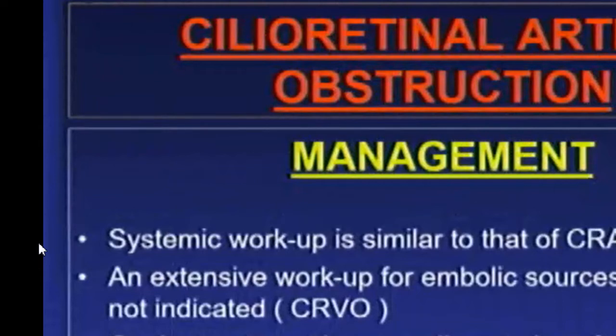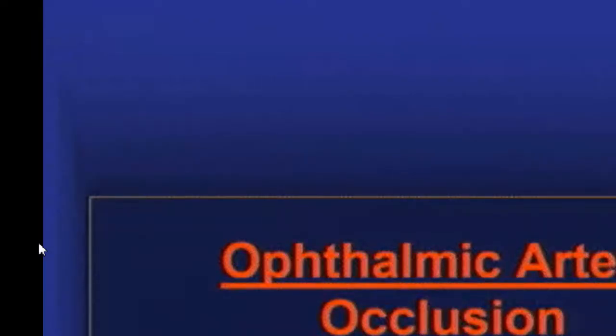Usually, we need to have a systemic workup. It's similar to central retinal artery occlusion, and an extensive workup for the emboli sources is probably not indicated in these cases. The workup mostly focuses on central retinal vein occlusion as a possible etiology. Ocular treatment is generally not given for isolated cilioretinal artery occlusion or that associated with CRVO. For cases associated with ischemic optic neuropathy, the most important thing is to rule out the possibility of giant cell arteritis.